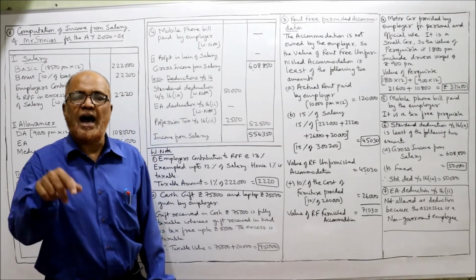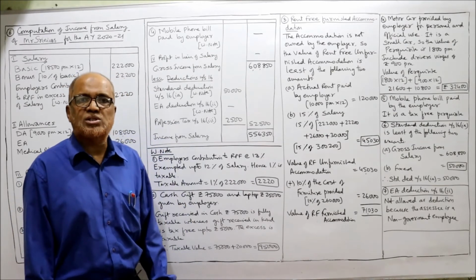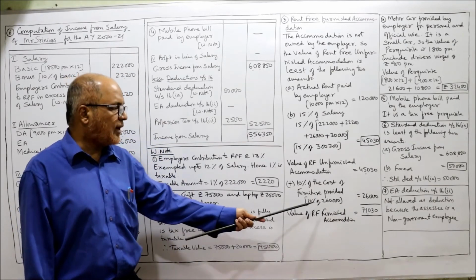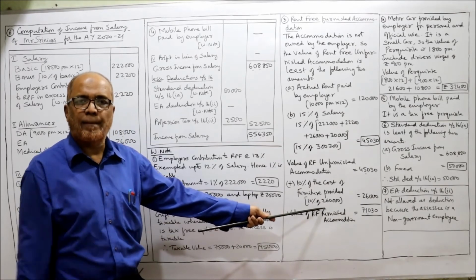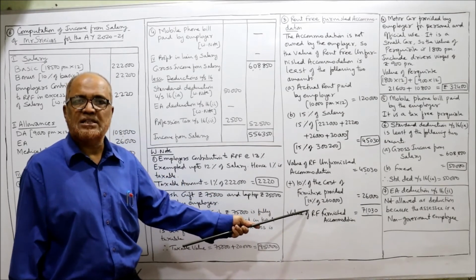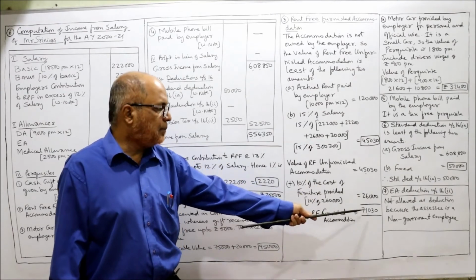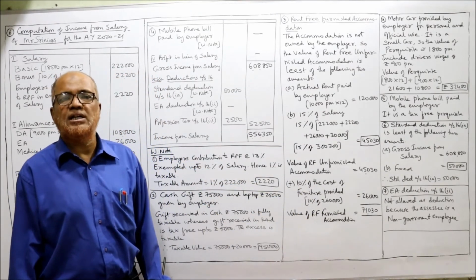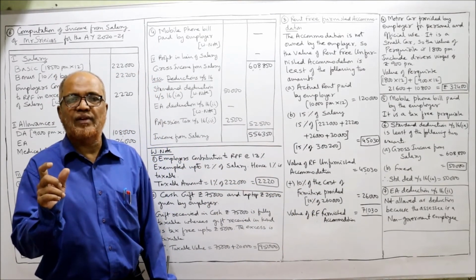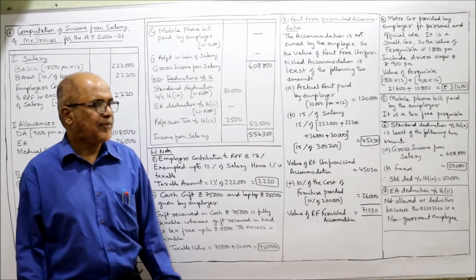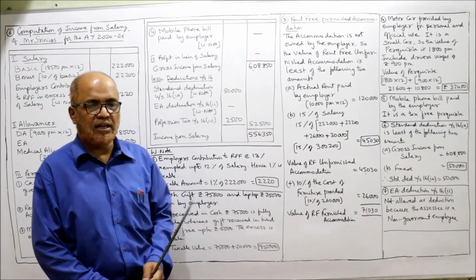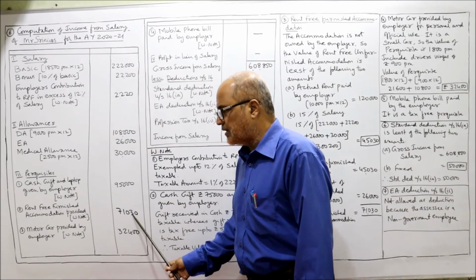This is the value of rent-free unfurnished accommodation. To this we have to add 10% of the cost of furniture. Furniture provided is 2,60,000, given in the problem. So 10% of 2,60,000 is 26,000. Add up: 71,030 is the value of rent-free furnished accommodation. So I have taken here 71,030.